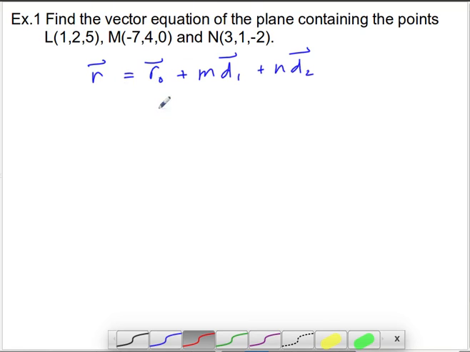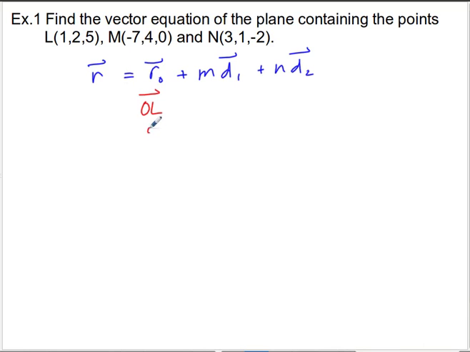So the initial position vector could be the vector OL, or it could be the vector OM, or it could be the vector ON, because L, M, and N are all points on the plane, and so the vectors OL, OM, or ON point from the origin to the plane. So that's our first choice. And then for my direction vectors, I have choices as well. I need vectors that lie within the plane, so I need two vectors within the plane.